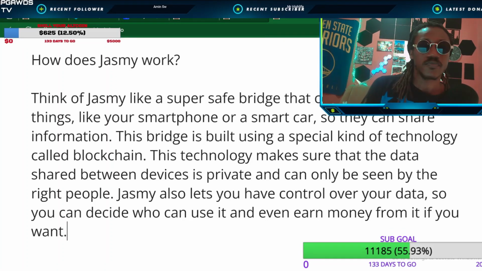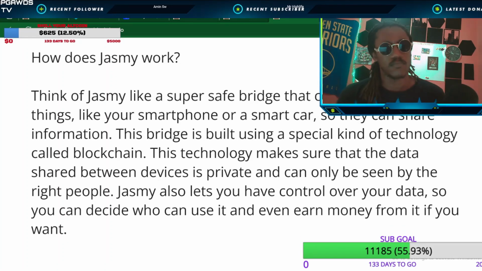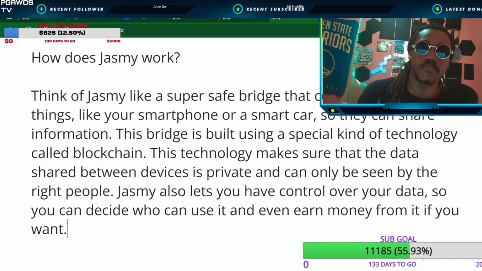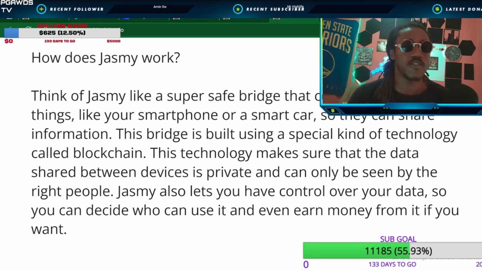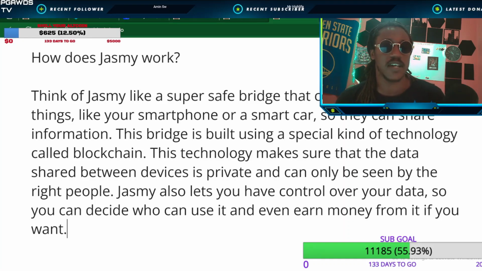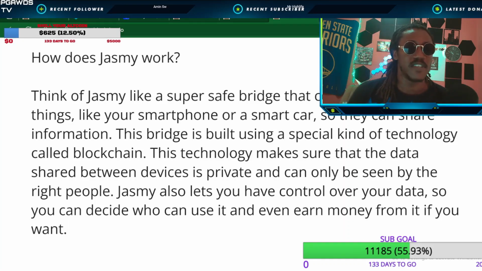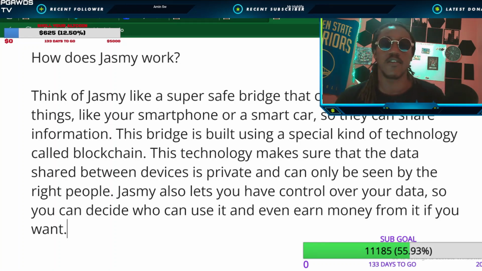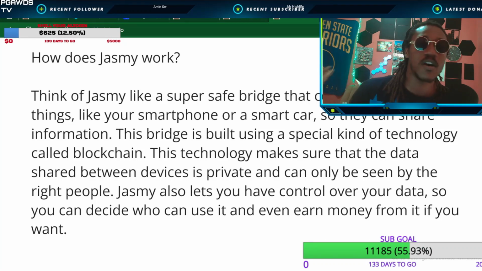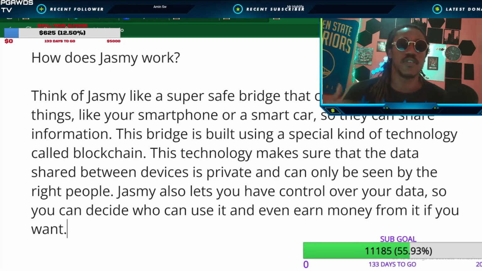All right. So how does Jasmy work? I can't paint it no better than this. Think of Jasmy like a super safe bridge that connects different things like your smartphone or your smart car so they can share information. This bridge is built using a special kind of technology called blockchain. This technology makes sure that the data shared between devices is private and can only be seen by the right people. Jasmy also lets you have control over your data so you can decide who can use it and even earn money from it if you want. All right, so that's pretty much how Jasmy works.